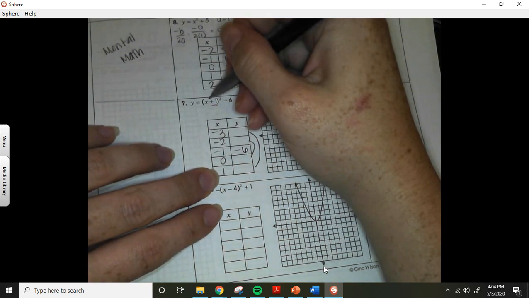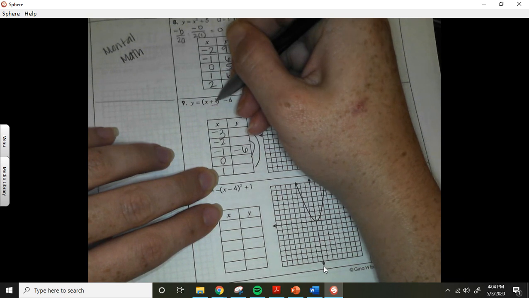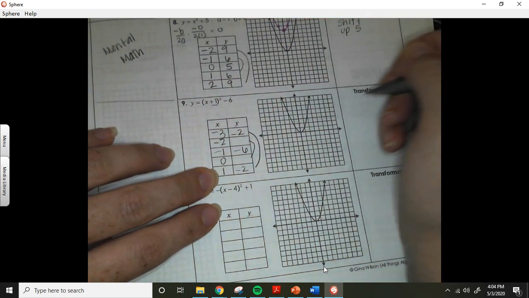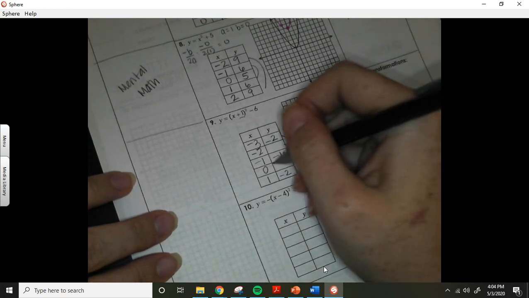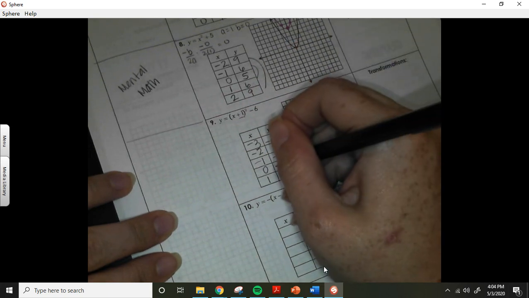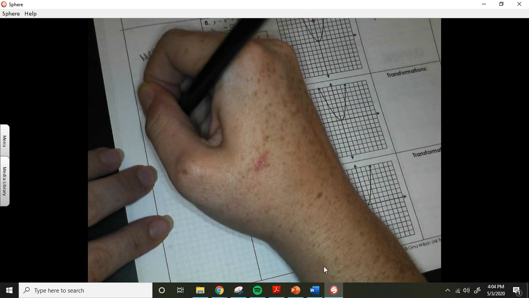So let's plug in 1. 1 plus 1 is 2. 2 squared is 4. 4 minus 6 is negative 2. Let's plug in 0. 0 plus 1 is 1. 1 squared is 1. 1 minus 6 is negative 5. Again, mental math to fill in the table.